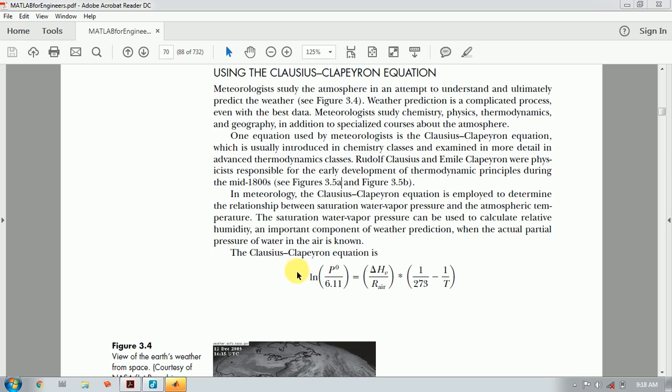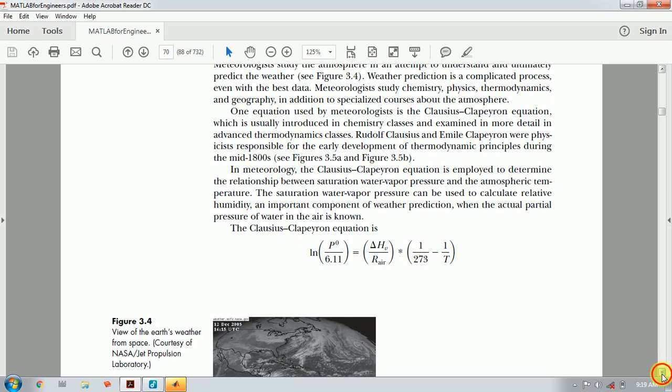The Clausius-Clapeyron equation is ln(e/6.11) = (ΔHv/Rair) × (1/273 − 1/T). Okay, that is the Clausius-Clapeyron equation. We will discuss more detail in the next page.